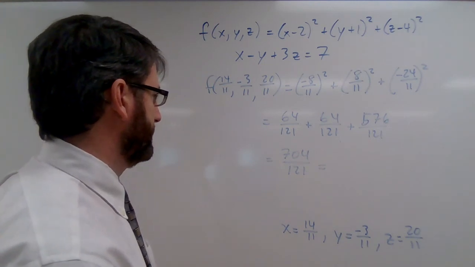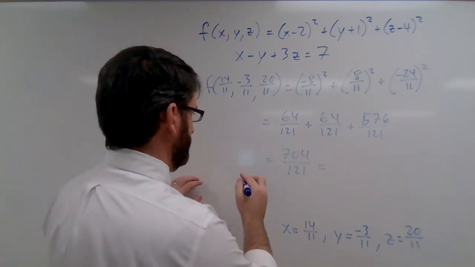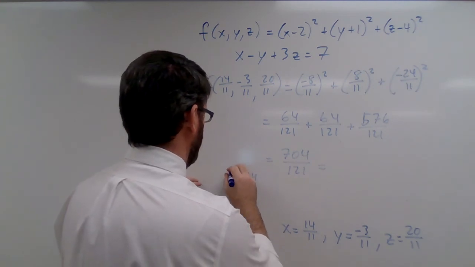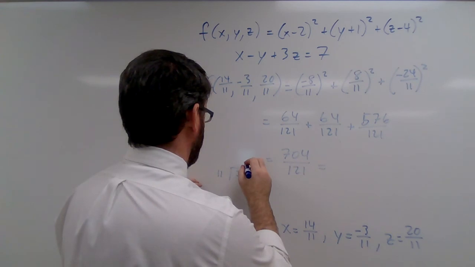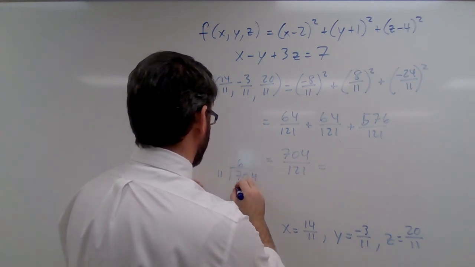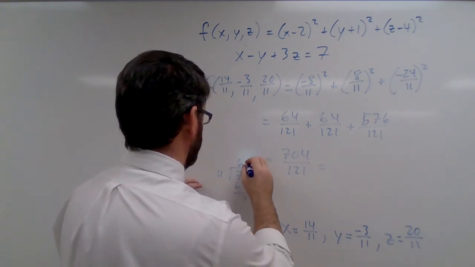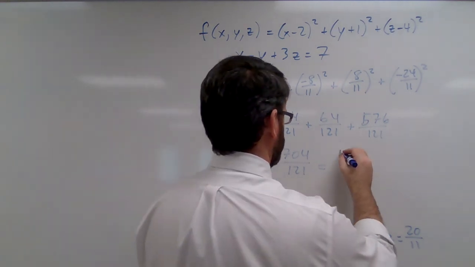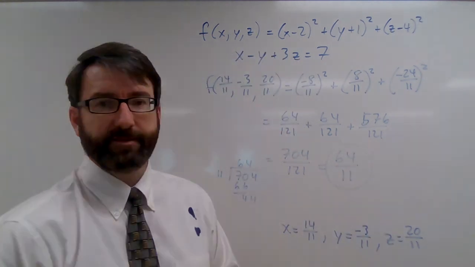And I believe that that's going to reduce. 704, we divide that by 11, that's going to be 64. So this is 64 over 11, and that's going to be our answer.